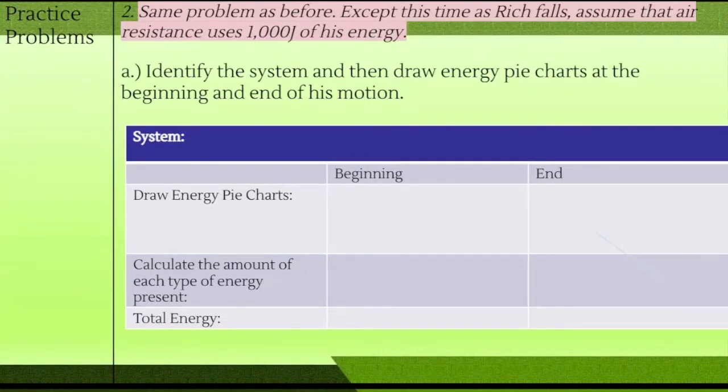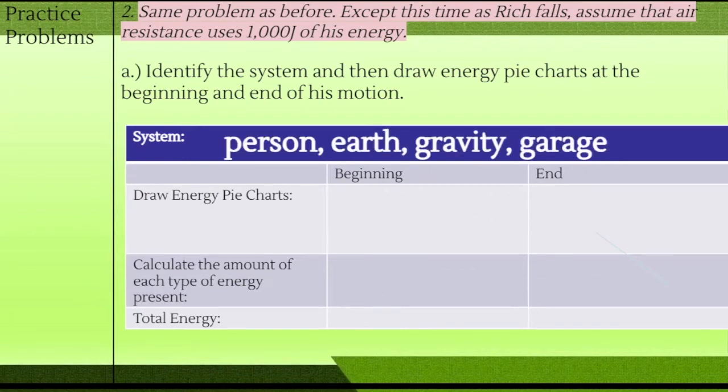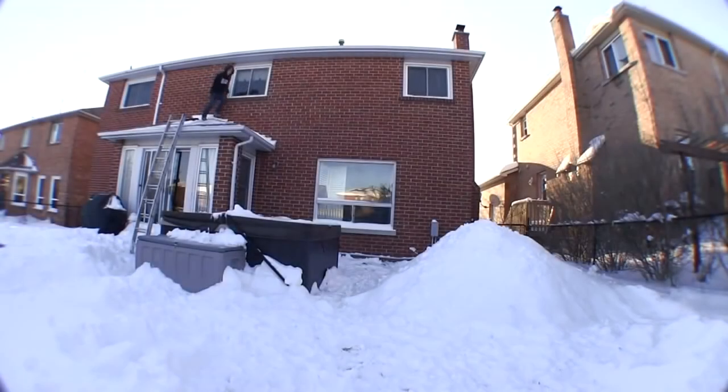All right, so now let's take a look at the same problem, but this time we're going to include air resistance, and that air resistance is going to be 1000 joules. So let's identify the system just like we did before. We're going to see that we have the person, earth, gravity, and the garage. And next, we're going to draw these pie charts. In the beginning, Rich is still on top of his garage. He has not moved, so all he has is gravitational potential energy.